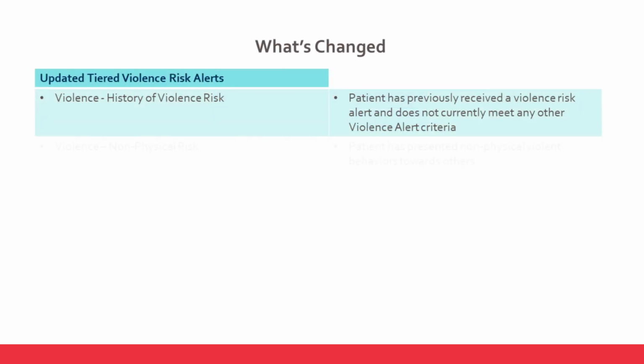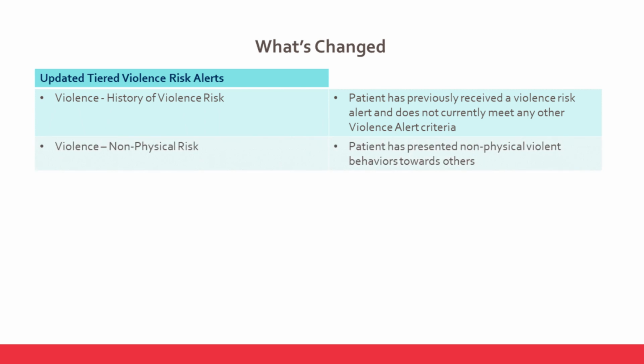Violence non-physical is a risk alert for patients who have displayed non-physical violent behaviors towards others. Examples include verbal insults or threats of non-physical harm. This can also include problematic sexual behavior and destruction of property not directed at others.